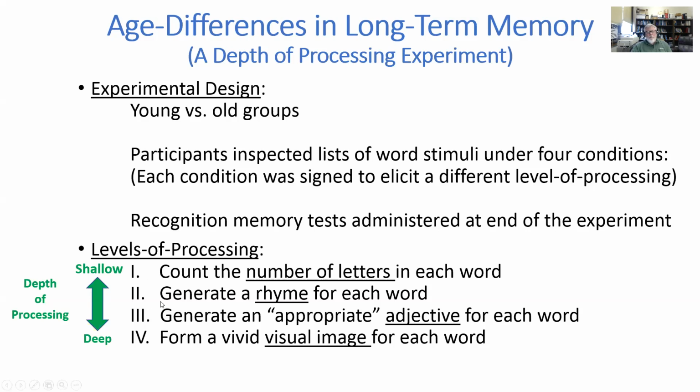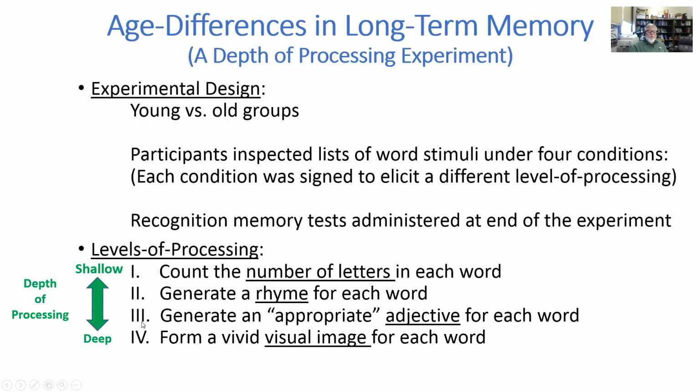The second group were shown the words, but now instead of counting the number of letters, they needed to generate a rhyme for each of those words. So let's suppose the word was car. Your task would be to generate some rhyme for it. One that comes to mind to me easily is bar. And for each word that's presented, you generate a rhyme and say that rhyme out loud. And it's been shown that generating a rhyme requires more cognitive effort than counting the number of letters in a word.